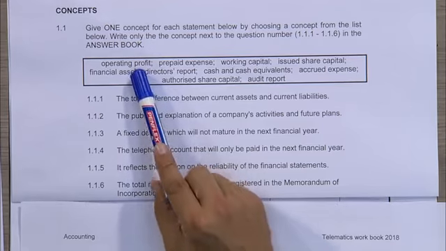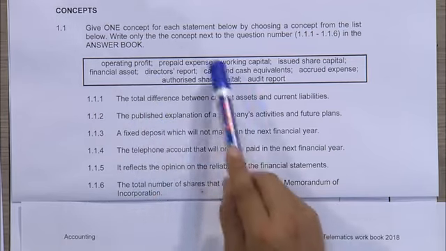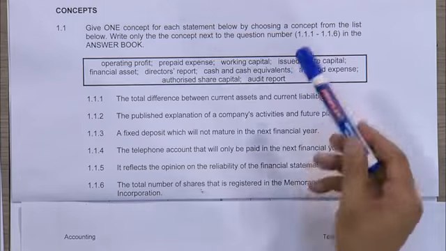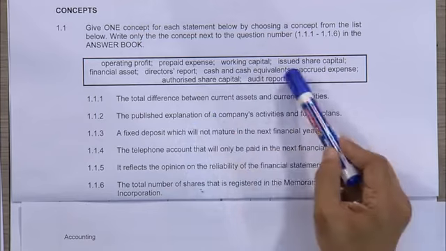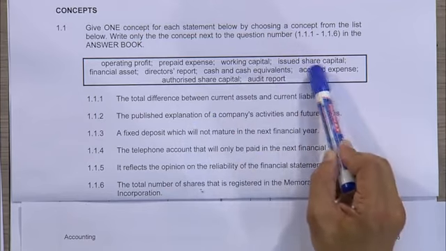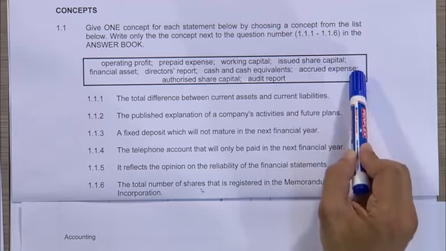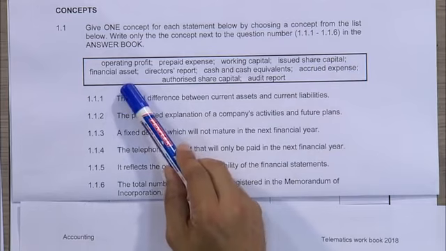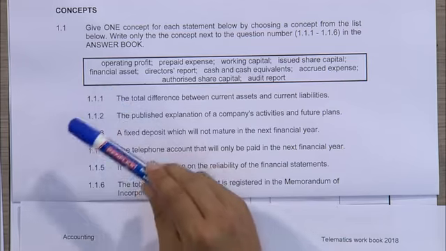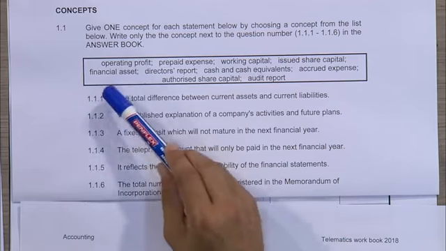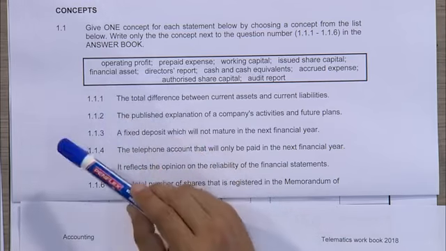That is something that you'll see in your income statement. You have prepaid expenses, that will also be with adjustments. There's working capital, something that you were exposed to last year. Then for this year, it's issued share capital. That will be the capital account, or you call it now the ordinary share capital. Then you have financial asset. A financial asset is just an example of a fixed deposit. So non-current assets will be together with your fixed assets and your financial assets. An example of a financial asset is a fixed deposit.